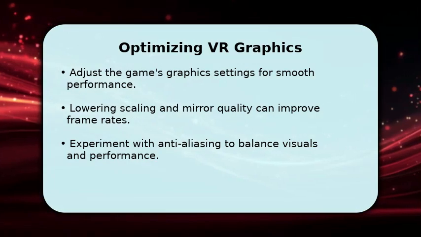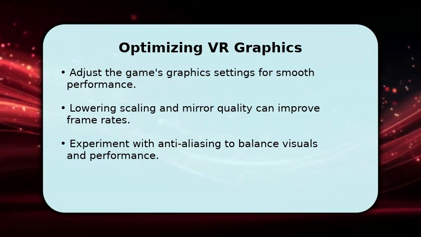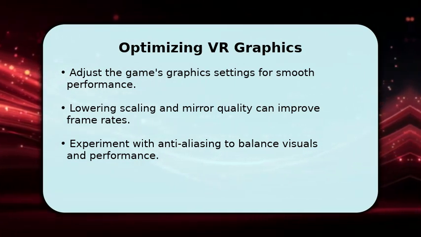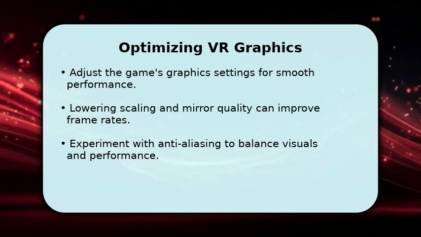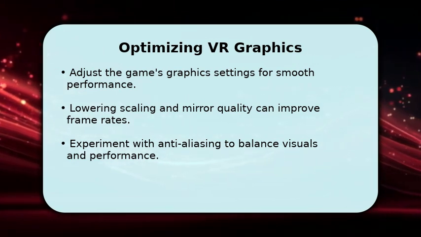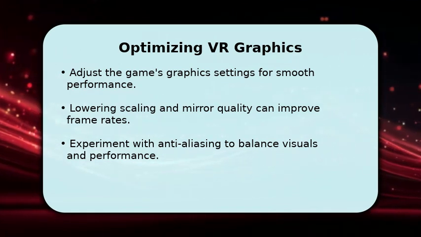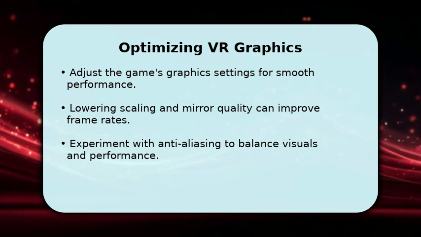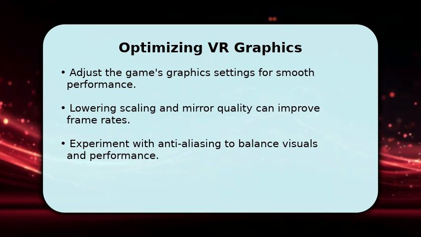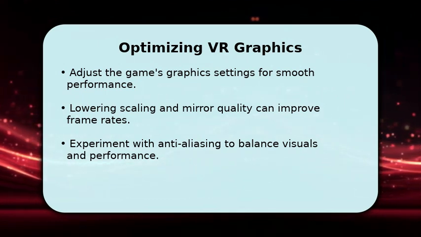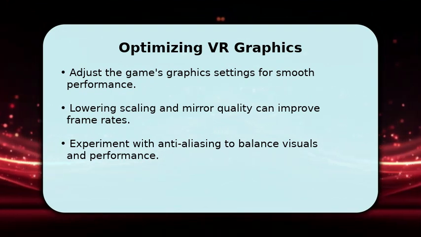Once you are in the game, optimizing your graphics settings is key for a smooth virtual reality experience. You will want to adjust the overall scaling down, perhaps to 100% or even 90%, and reduce mirror quality. Experiment with anti-aliasing. Sometimes turning it off completely or using a lower setting like 2 times can make a big difference. Disabling advanced weather effects can also significantly boost your frame rate, ensuring a more comfortable and fluid trucking journey.